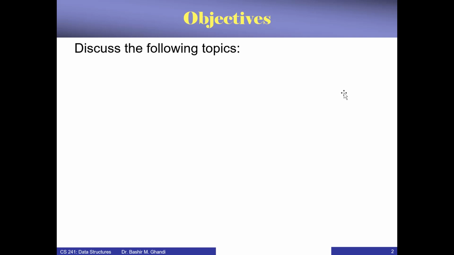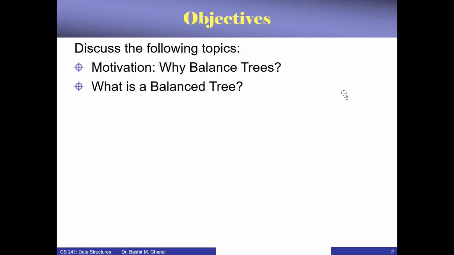So what is the outline of the topics? First, we will take a little motivation. Why do we want to learn about balanced trees? And then we explain what balanced trees are. In particular, we will be discussing a special type of balanced tree called an AVL tree. We will learn what the letters AVL stand for when we get to it.